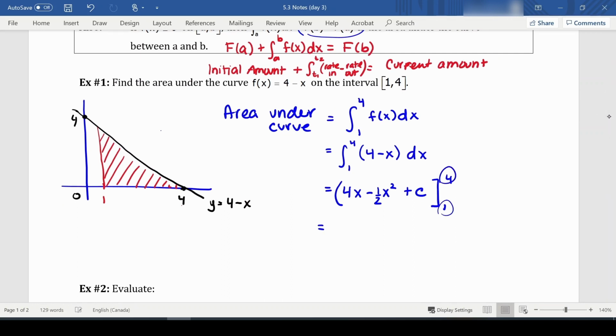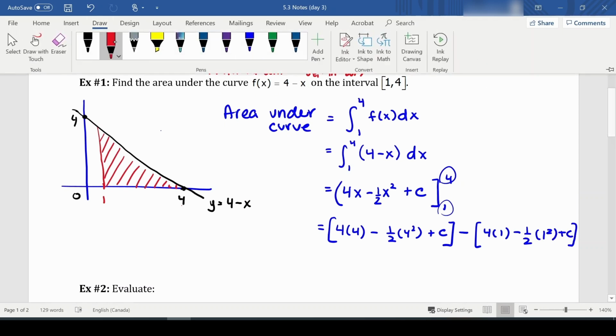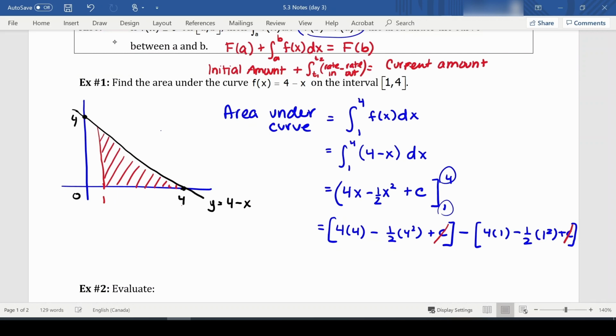Now, remember, once we plug these in, I'm going to do the 4 first. So I'm going to have 4 times 4 minus 1/2 times 4 squared plus c, minus 4 times 1 minus 1/2 times 1 squared plus c. And you'll notice that we end up with a c minus c here, and those c's cancel out.